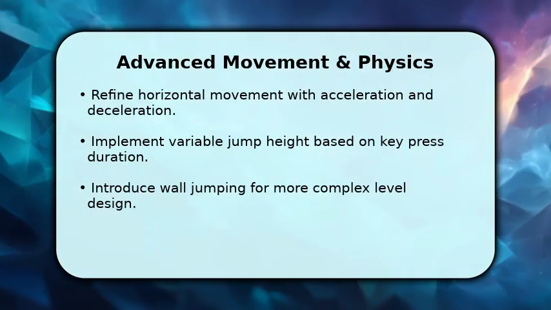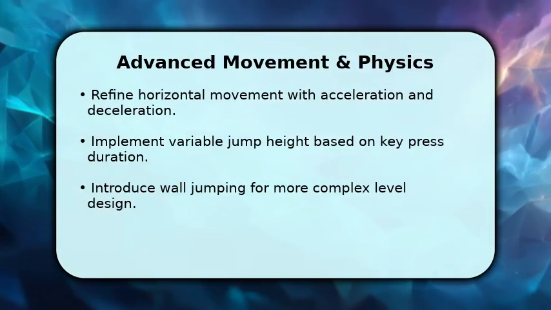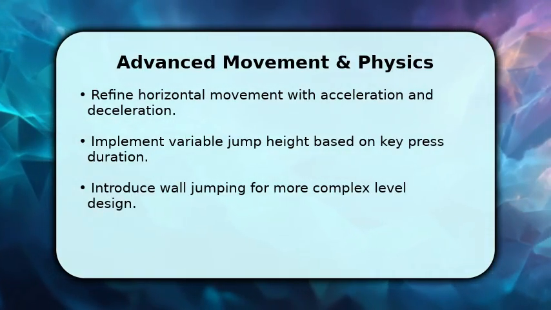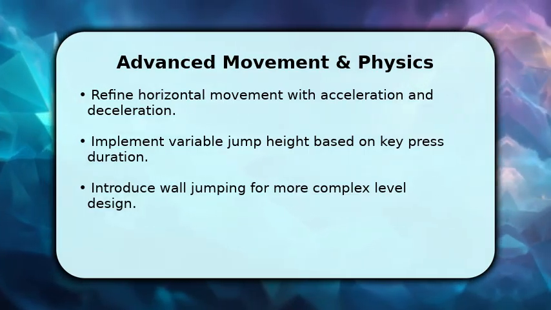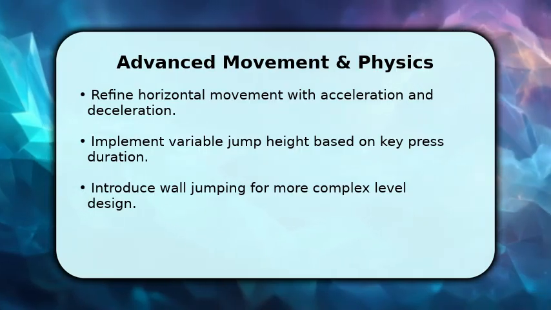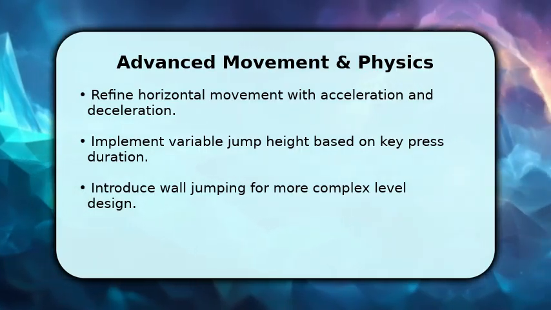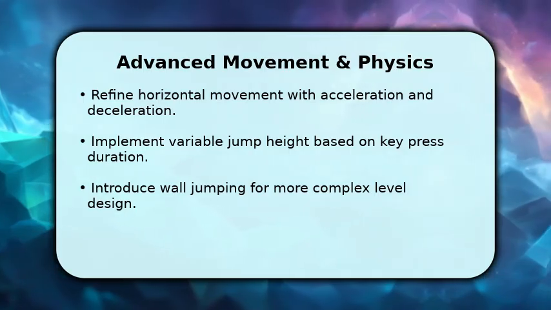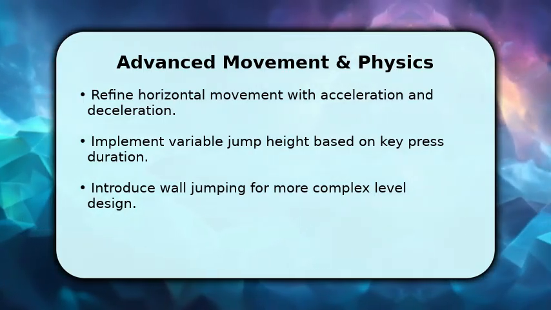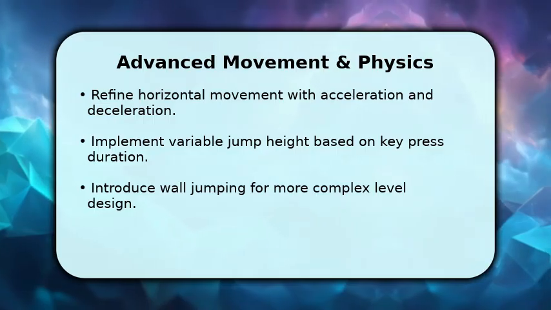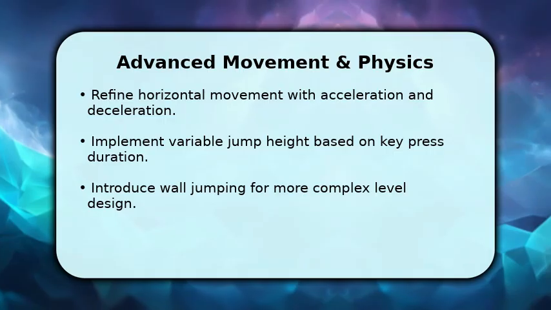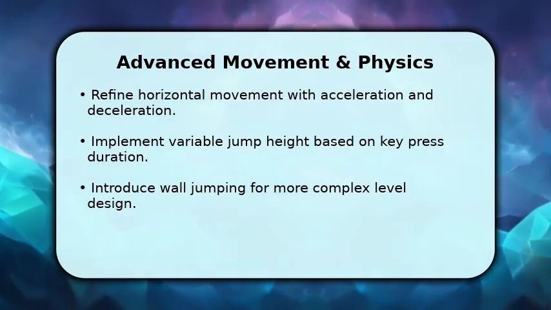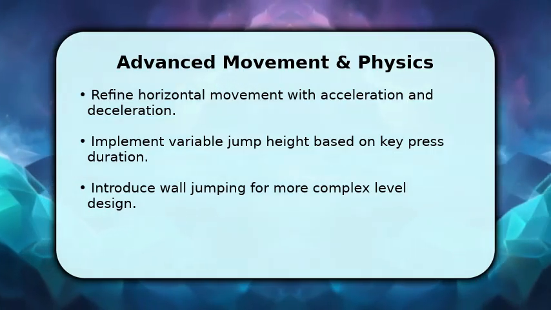Now, let's enhance our platformer with more advanced movement. We'll refine horizontal motion, adding a subtle acceleration and deceleration for a smoother feel. Next, we'll implement variable jump height, allowing players to control their jumps by how long they press the spacebar. We can also introduce wall jumping, letting your character push off vertical surfaces. Finally, adding friction will prevent your sprite from sliding indefinitely, making movement more precise and engaging.